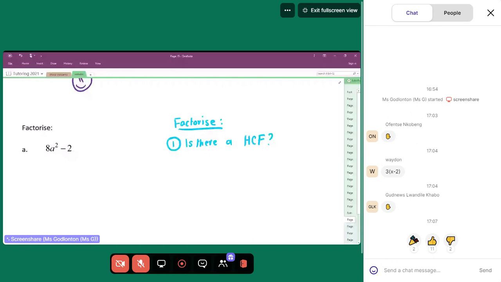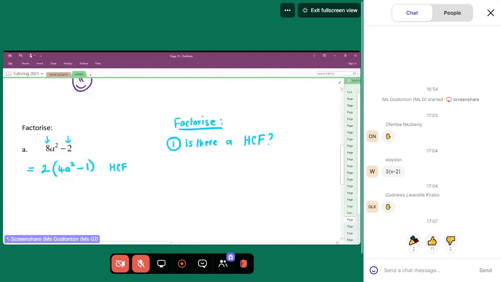So if I'm looking at this question, I can say, well, 2 can go into 8 and 2 can go into 2. So there is a highest common factor. If I take out 2, I would be left with 4a squared, because 2 times 4 gives me 8 and my a squared. And then 2 times what would give me -2? -1.